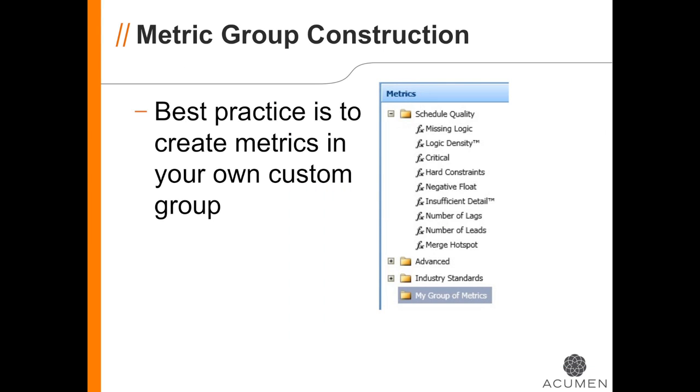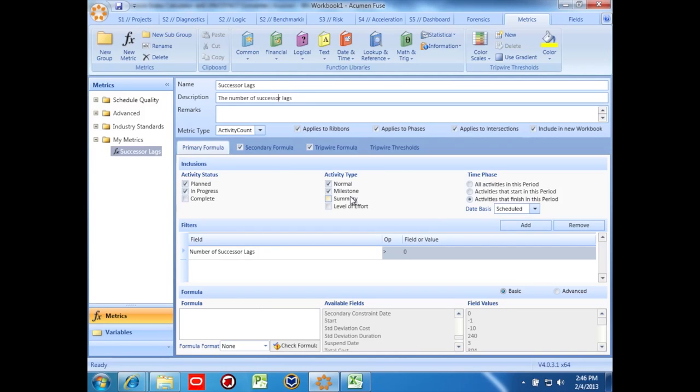Oh, one thing to keep in mind, the best practice is to definitely create metrics in your own custom metrics folders. These are easy to create and will keep your custom creation separate from the default metrics available in Fuse. Let's look at a basic metric that I've been working on.